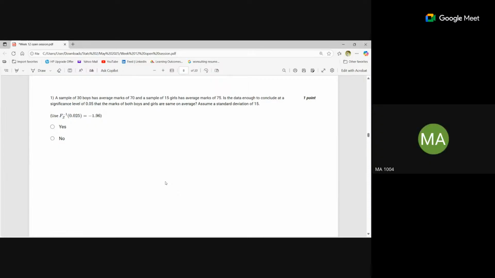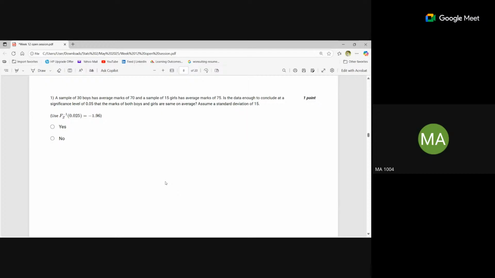Okay, now you tell me, by reading this question, which test I have to use. We have a sample of 30 boys who have average marks of 70, and a sample of 15 girls who have average marks of 75. Is the data enough to conclude at a significance level of 0.05 that the marks of both boys and girls are the same on average? Assume a standard deviation of 15.